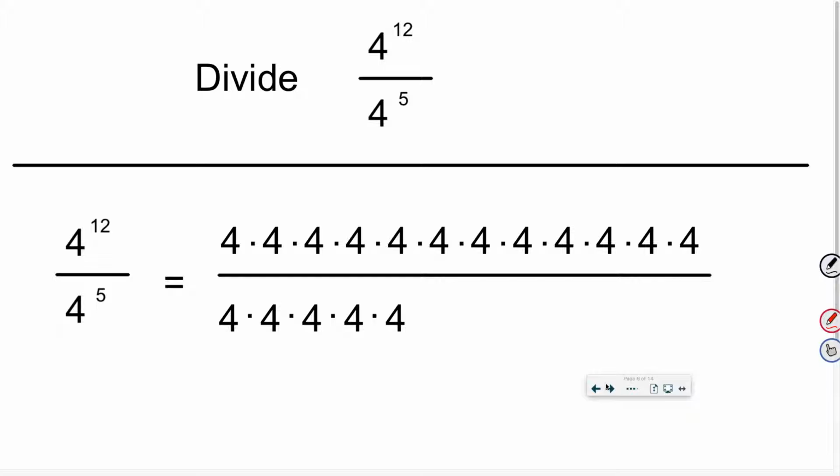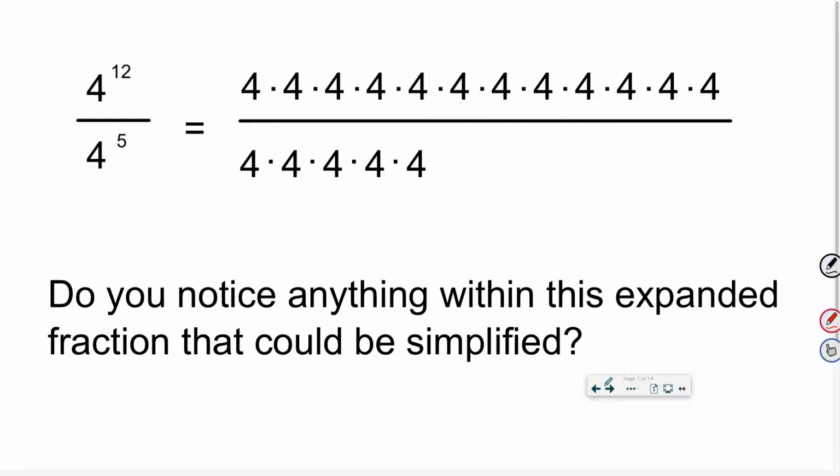And now you may start to see some patterns. Do you notice anything within that expanded fraction? Because that is still a fraction, right? Can you see anything that can be simplified? Because that's our goal. We're not solving, we're not calculating, we're just simplifying. Is there anything that can be simplified in that fraction? Anything you know about fractions and how you're able to simplify or reduce them that could come into play here?